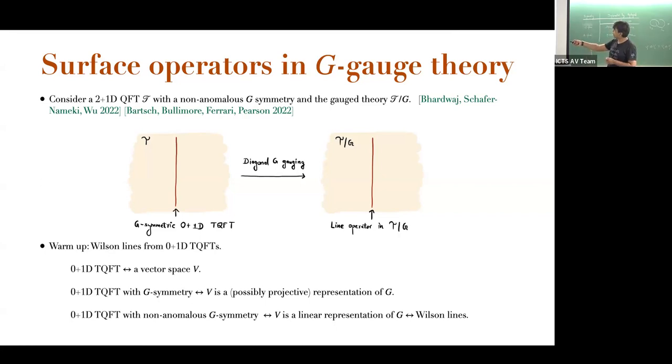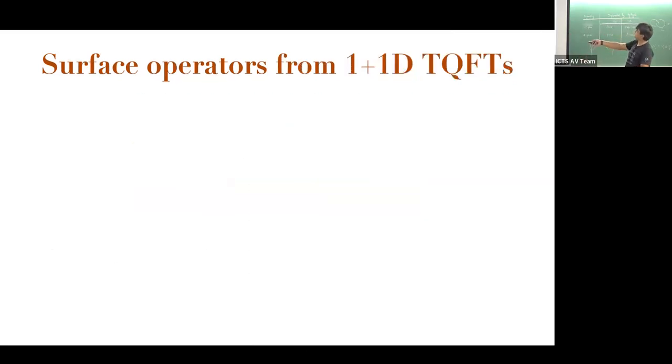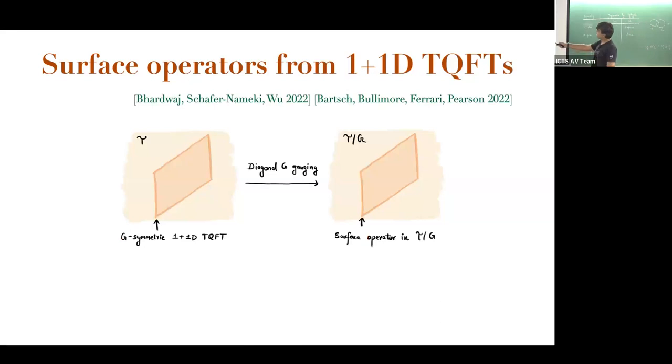If we are doing this procedure in 3D, instead of inserting a line, we can insert a surface. So a 2D TQFT with G symmetry, and gauge the diagonal G symmetry and carry along with this procedure. Now the resulting theory will have a surface operator instead of a line operator. So that is what we will do. We start with the theory, we insert a G symmetric, now 1 plus 1D TQFT. We gauge the diagonal G, we now get a surface operator in the gauged theory. What are the surface operators? What are their OPEs is what we want to determine.